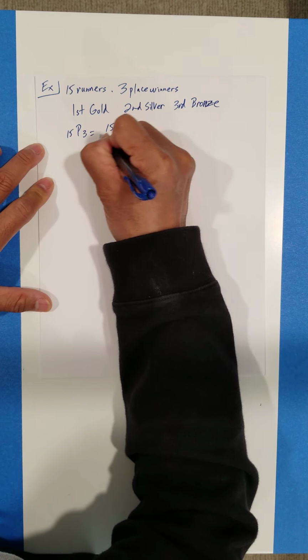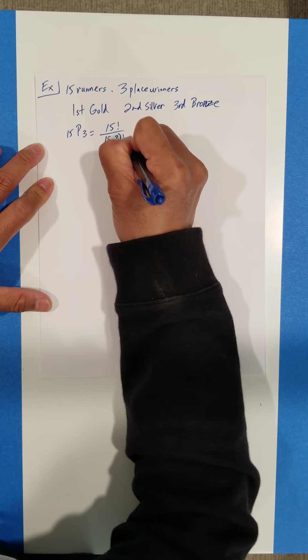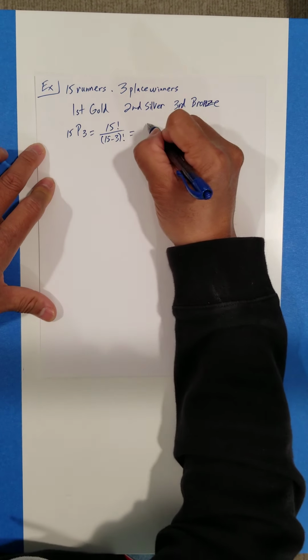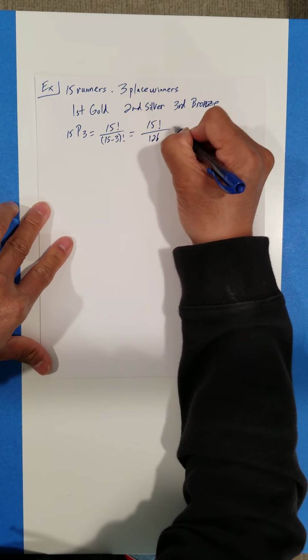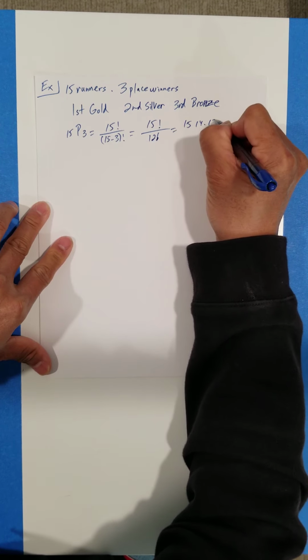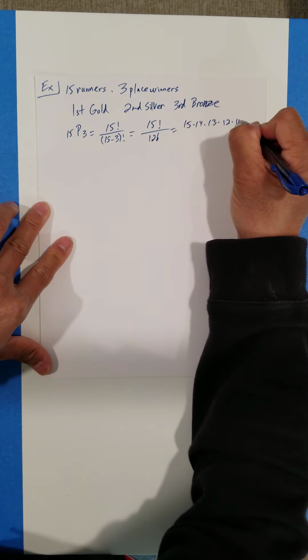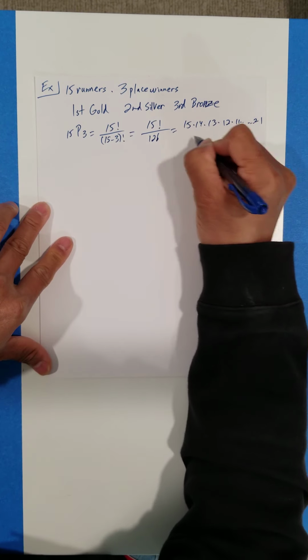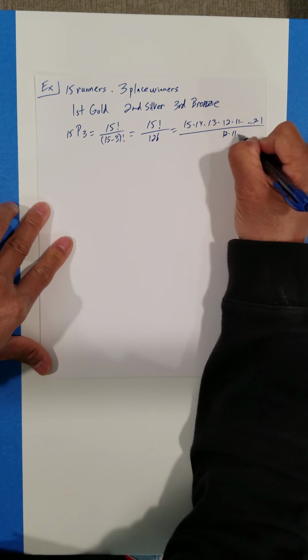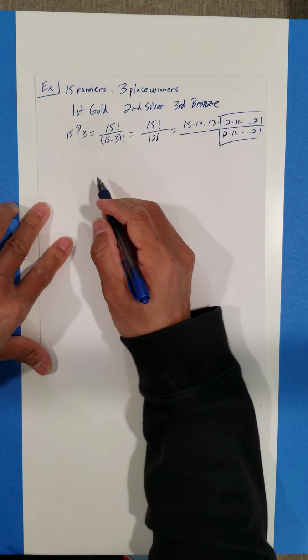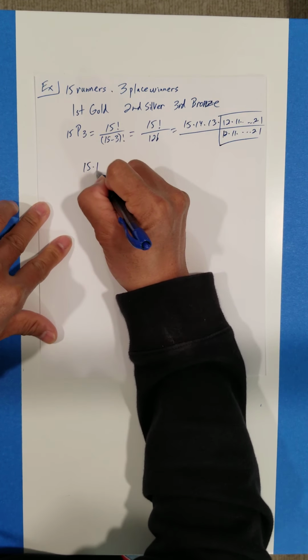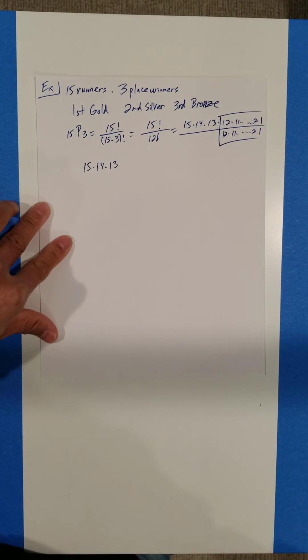So 15 factorial over 15 minus 3 factorial. So 15 factorial divided by 12 factorial. So 15, 14, 13, 12, 11, all the way down to 2 and 1. On the bottom is 12, 11, 10, 9, 8, all the way down to 2 and 1. Again, these cancel. So I have to multiply 15 times 14 times 13.